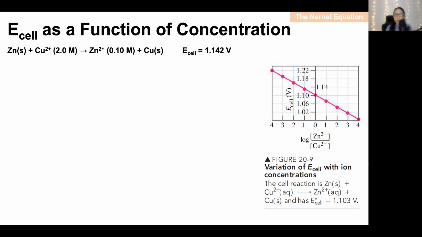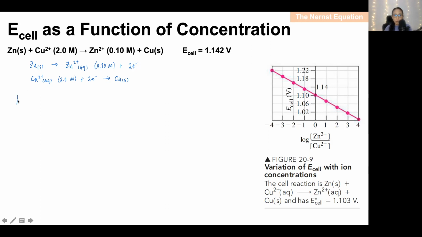So just as a refresher again, for this reaction, what you have is your zinc electrode as your anode. So this is zinc 2 plus, 0.10 molar, plus 2 electrons. And you have your copper electrode as your cathode. So you have copper 2 ions with a concentration of 2 molar plus 2 electrons producing solid copper. Okay, so adding the two half reactions, we get this.